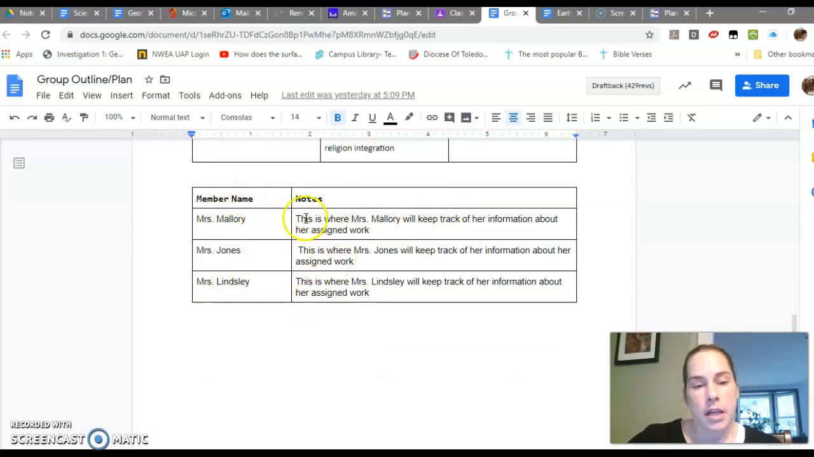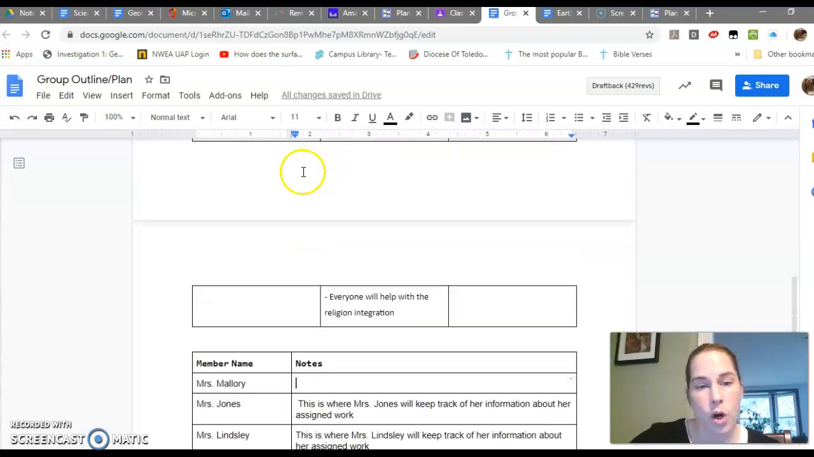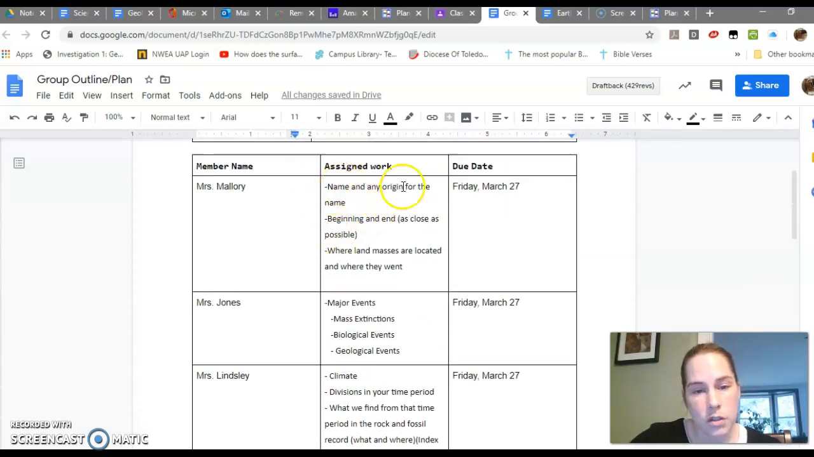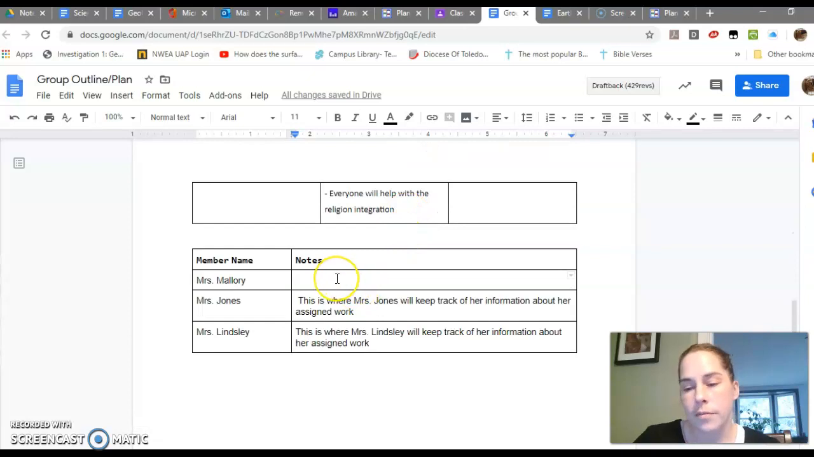Then I created a table here, my group member name, and then for you, you just leave it a blank box. This is where Mrs. Mallory is going to put in all of her notes and information about her assigned work. She's finding information about the name and any origin of the name, the beginning and ending as close as possible, land masses. So when she uses the resources I have and finds good information, she's going to probably copy and paste it there. When you put it in the slideshow, you'll break it down to smaller bullet points.